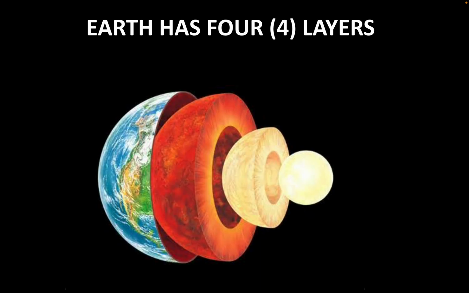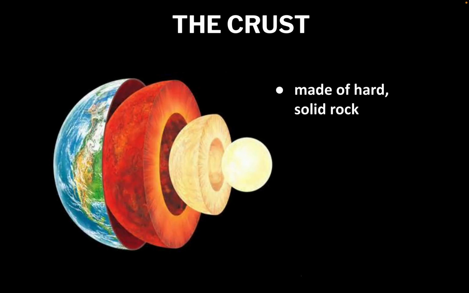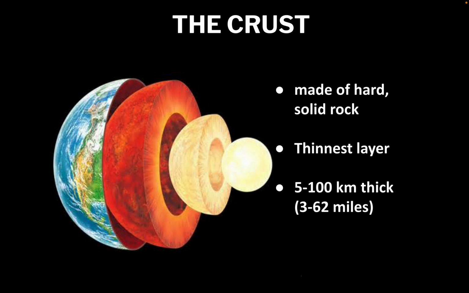So Earth is divided into 4 layers. Obviously, we talked about the crust and the mantle. And then going further inside, you have the outer core and the inner core. So the crust is what I want to talk about real fast. Super thin. It's made of hard solid rock. It is the thinnest layer. However, it's 5 to 100 kilometers thick. And what that means is it's anywhere between 3 and 62 miles thick.